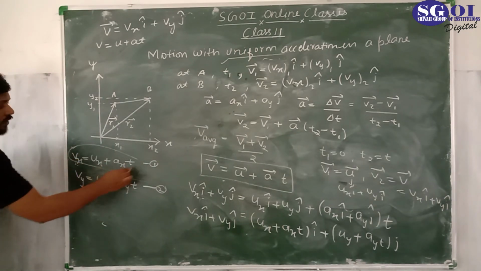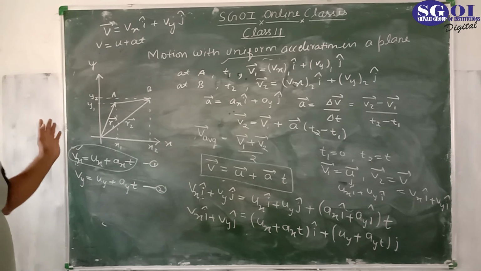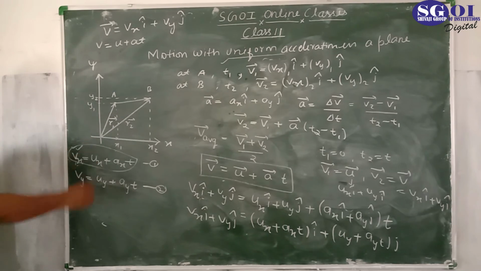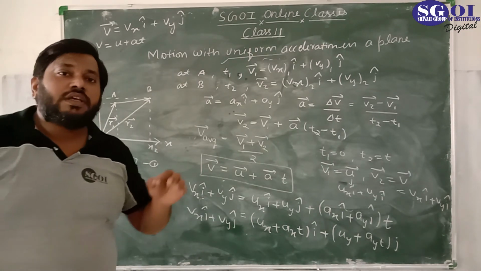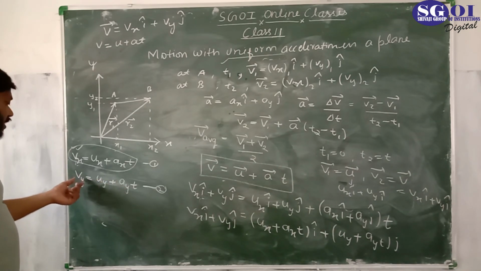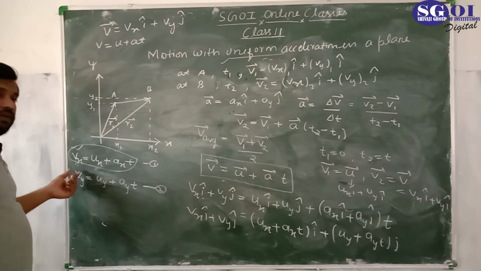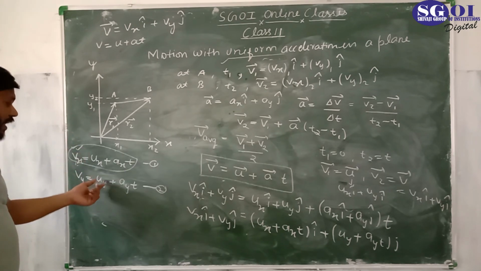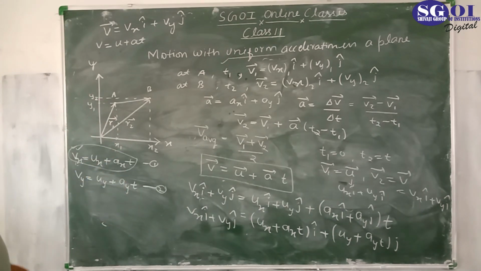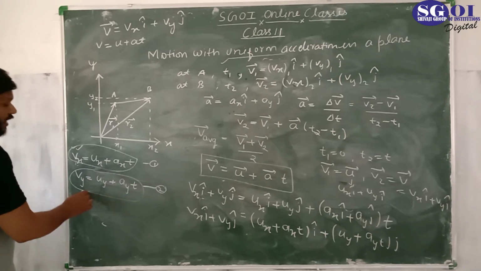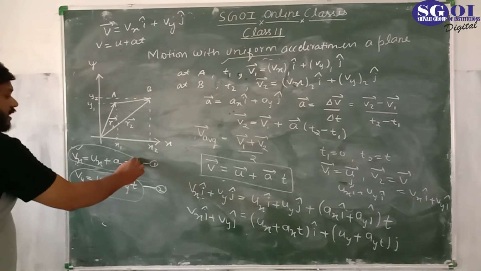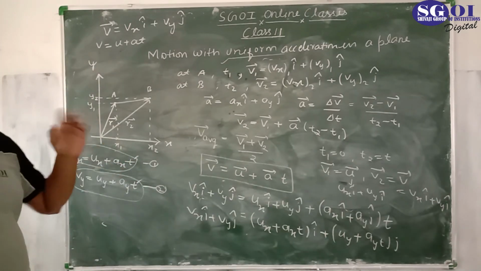You can see here, this is the x component of the final velocity, and this is the x component of the initial velocity in the x-axis. This is the x component of acceleration. In the same way, this is the y component of the final velocity, the y component of the initial velocity, and the y component of the acceleration. These two equations are independent of each other. Only time is the same, and all the components are different here.